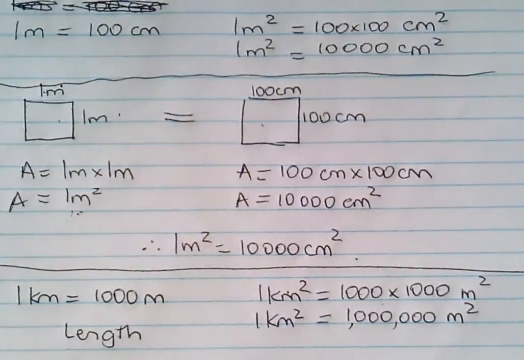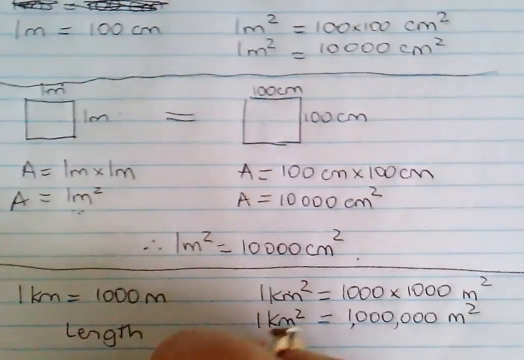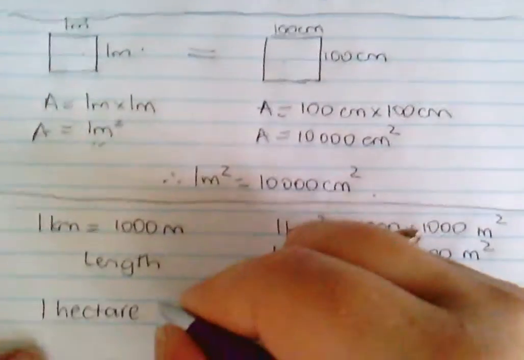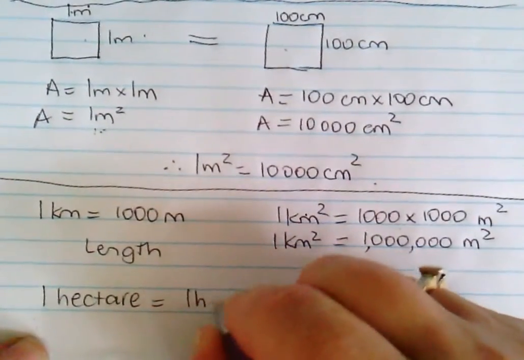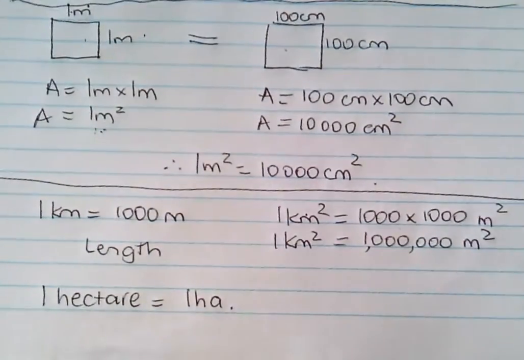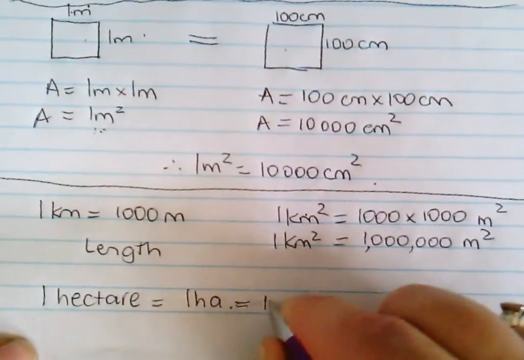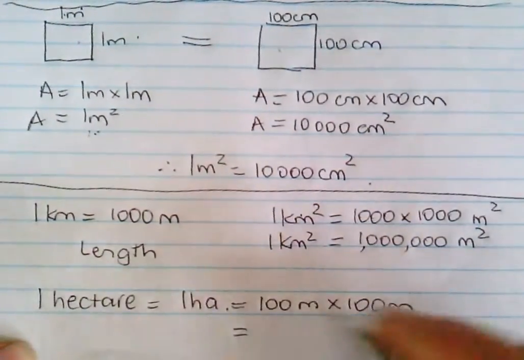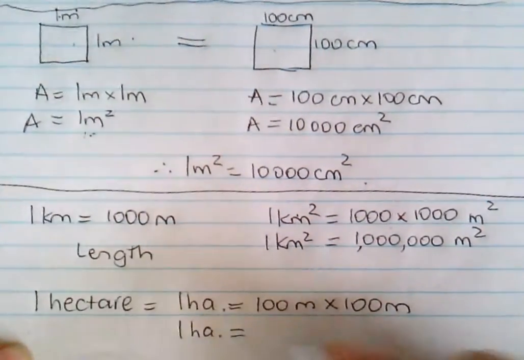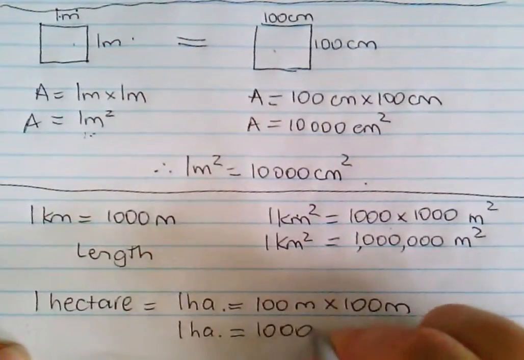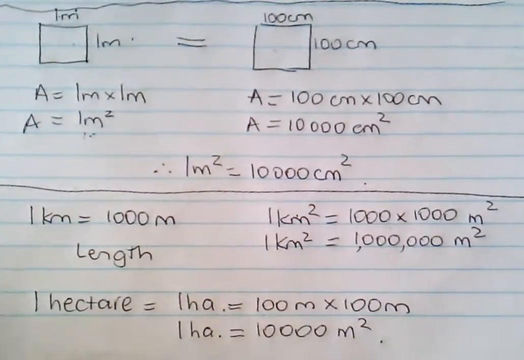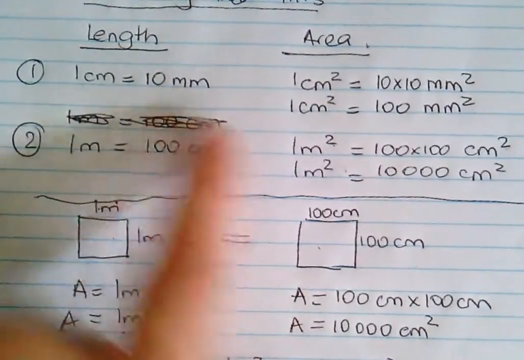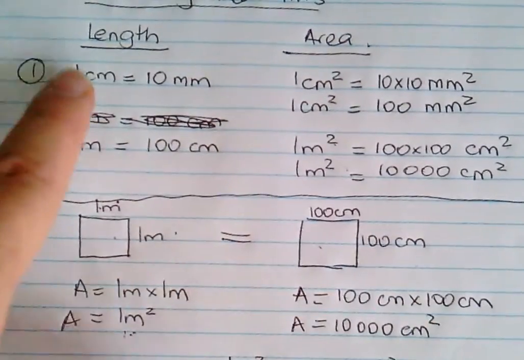There is one more area conversion that you need to know, and it's 1 hectare. Now you just learn this one, and the symbol is HA. 1 hectare means 100 metres times 100 metres. Okay, so 1 hectare is 100 times 100, that's 10,000 metres squared. Basically, you're not really learning anything new. If you know the length conversion, you automatically know the area ones.